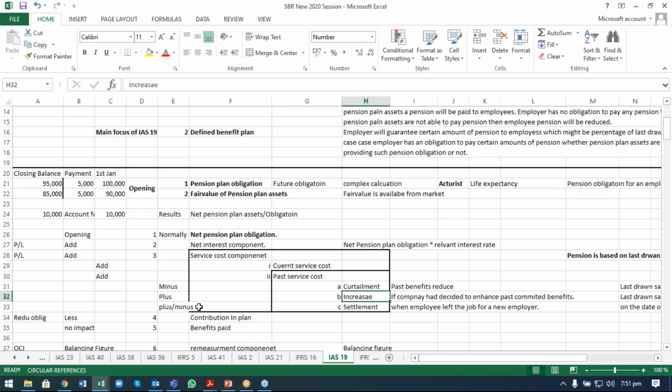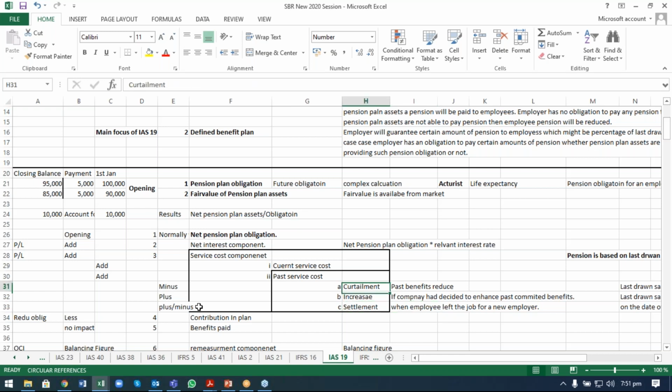The employer's obligation might have increased if the company has decided to enhance the past commitment benefits, so this could increase the past service cost components. Next was the settlement. Settlement is something that the company has paid to the employees within the current year, to those employees who have already left the job.